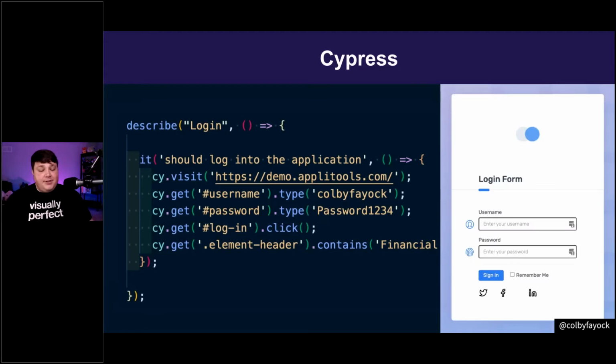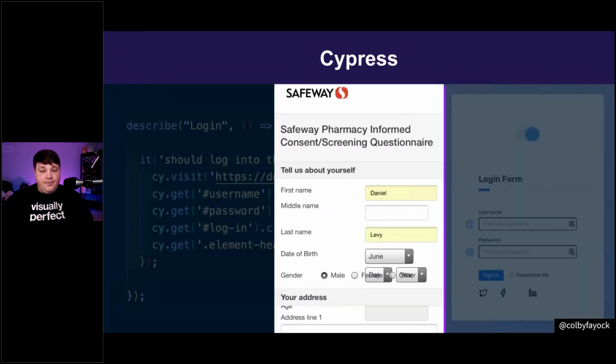For example, if I wanted to log into my application, fill out a username and password, and make sure that somebody can actually log in, I can do so with just these few lines of code. Like our Safeway example from earlier, I can use Cypress to fill out each one of those form fields and even hit the submit button and confirm not only that the API is working, but that the UI is successfully taking that information and sending it along to the backend.